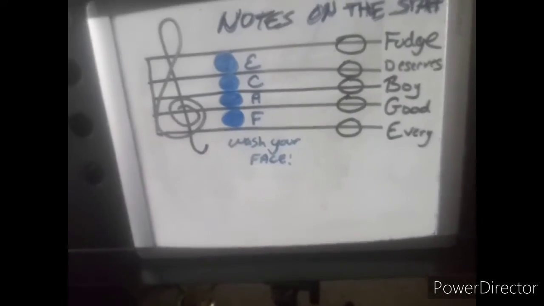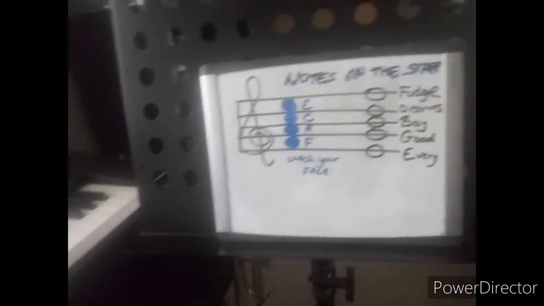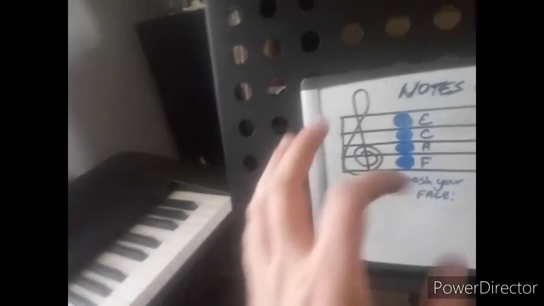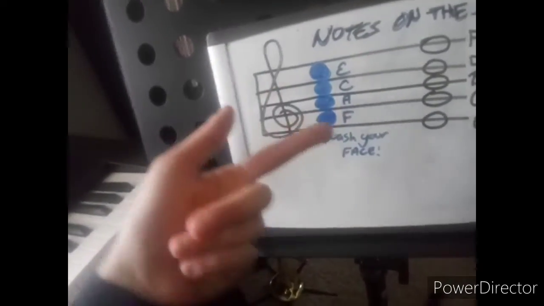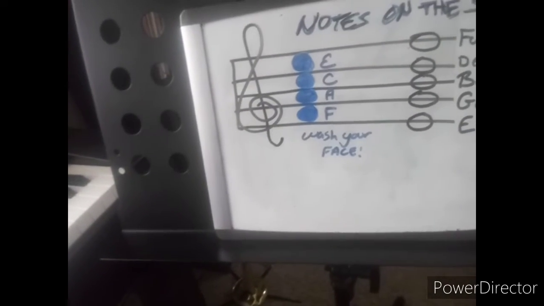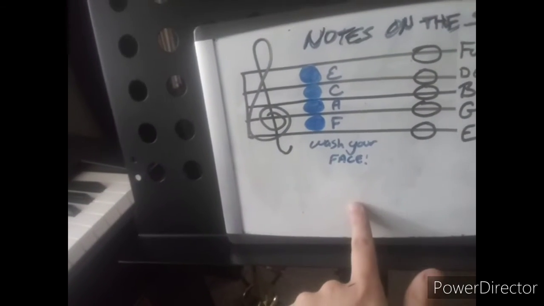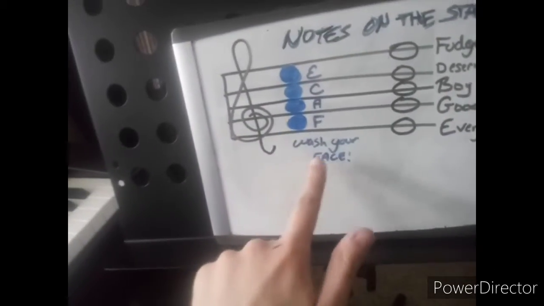And if you look at a piano, there's obviously more than 5 notes. And they have to place notes in between these lines to fill in for all these other notes that are on the piano. So that's where the spaces come in, and the spaces are F, A, C, E. And the way I teach it is remember to wash your face. So to remember all your notes, you got to remember every good boy deserves fudge and wash your face.